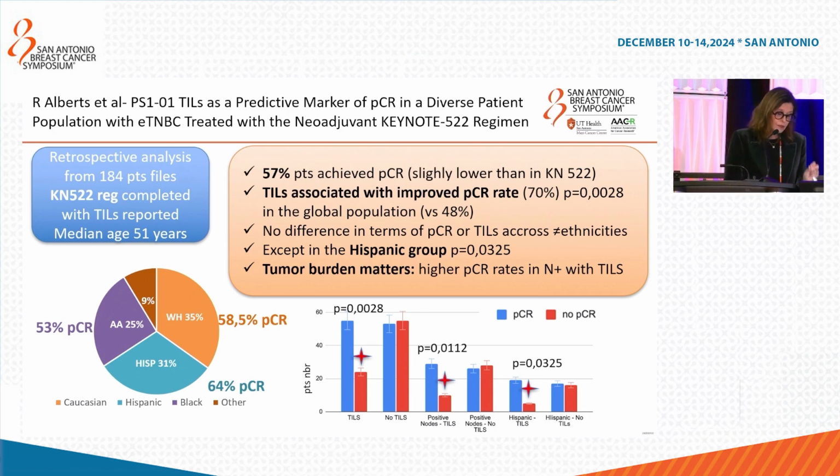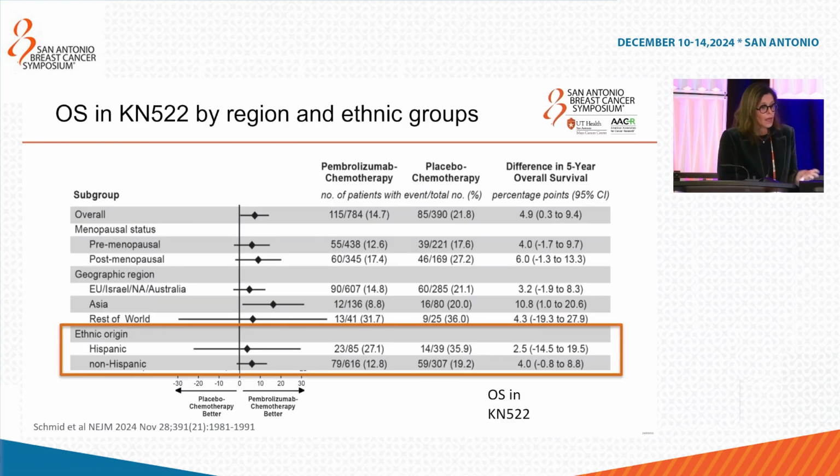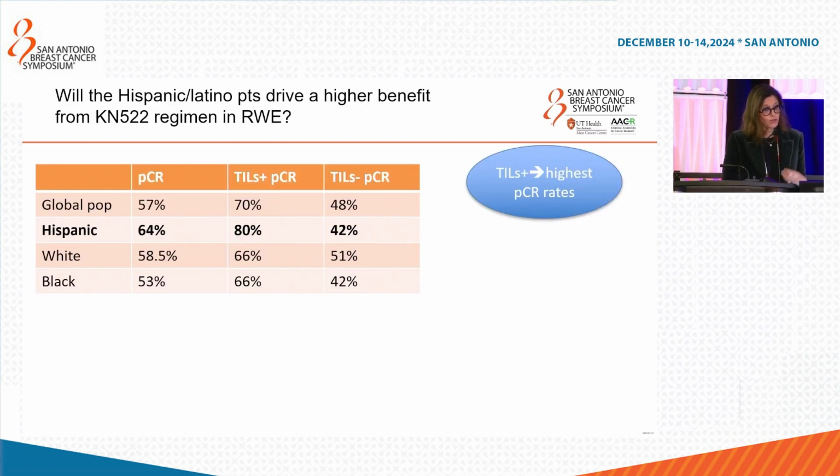And we can see also that tumor burden matters because when the patient had node positivity, they had higher levels of pCR with pembro. We have recently the update of overall survival in the KEYNOTE-522. And in the supplementary data, you have the OS by ethnic groups and geographic regions. And you can see that there is no significant association with OS in the Hispanic population. So will the Hispanic Latino patient derive a higher benefit from KEYNOTE-522 regimen in real-world evidence data?